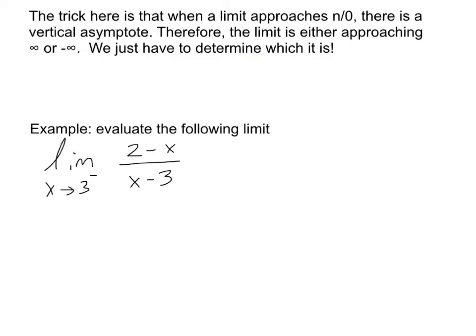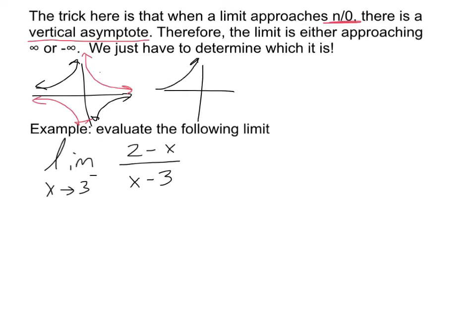So the main idea is that, remember, when a limit approaches n over 0, it means there's a vertical asymptote. And there are a couple of things a vertical asymptote can look like. It can be an asymptote where one side is going up and one side is going down, or the other way around. Or it could be a vertical asymptote where both sides are going up towards positive infinity, or both sides are going down towards negative infinity.